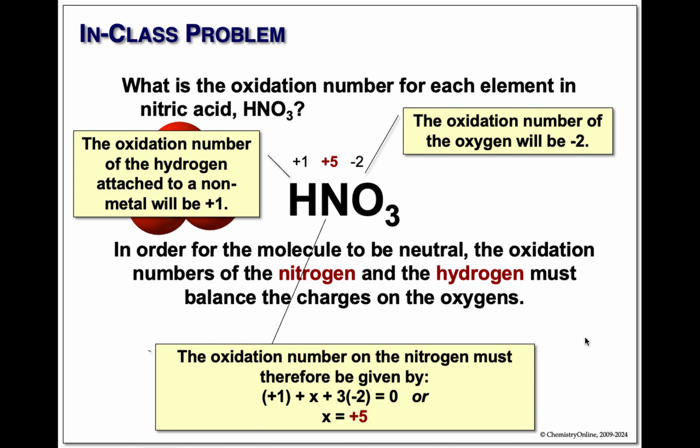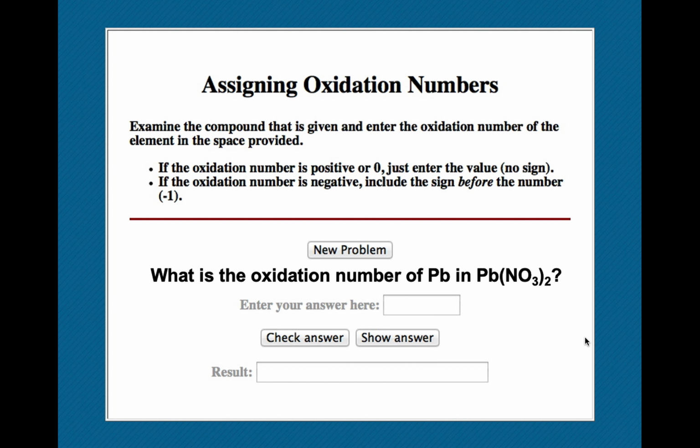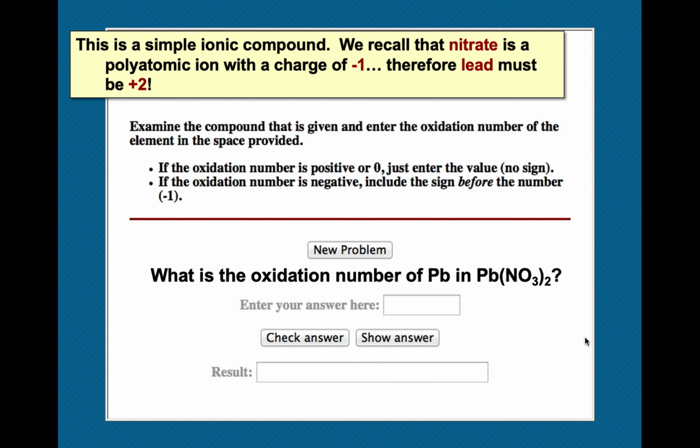On your exam, number 2, you will probably have a question something like this. There's a tutorial, oxidation numbers. This one, what's the oxidation number of lead in lead nitrate? Well, you say to yourself, that's easy. Lead's a metal. What's the charge here? Well, nitrates are 1 each, minus 1. So this must be a plus 2. And that's it.